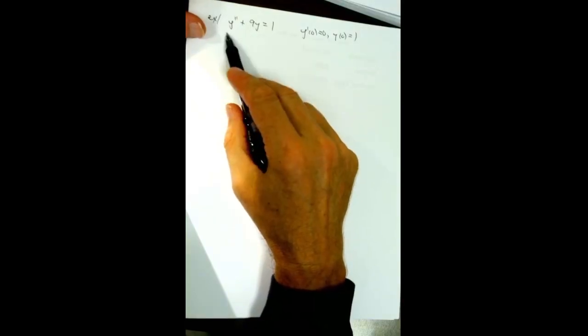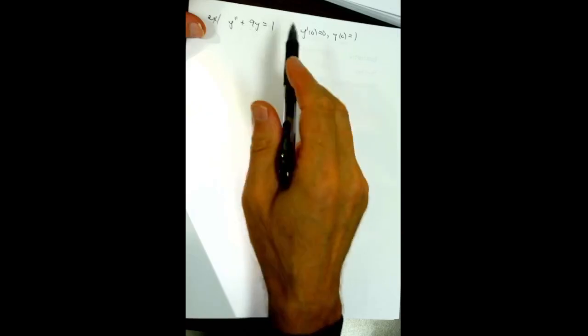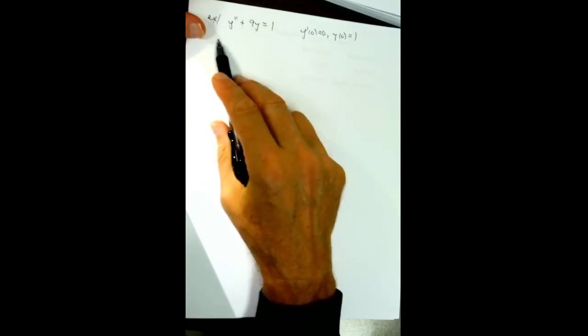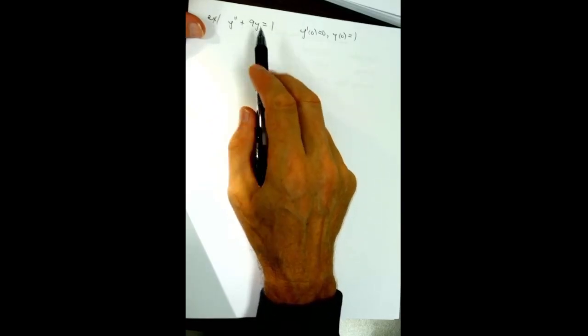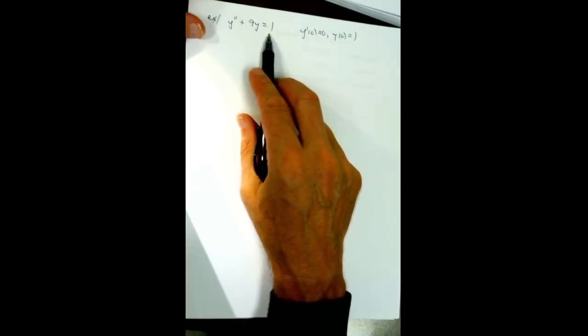What if we had y double prime plus 9y equals 1? y prime of 0 is 0, and y of 0 is 1. Now before we would have treated this as constant coefficient and gone through, found the characteristic equation, gotten complex roots, put together things to get the homogeneous solution and made a guess for the particular solution. Then I'd have two constants, and I'd have to use the initial conditions to solve for the constants, and it would be a pretty awful mess.